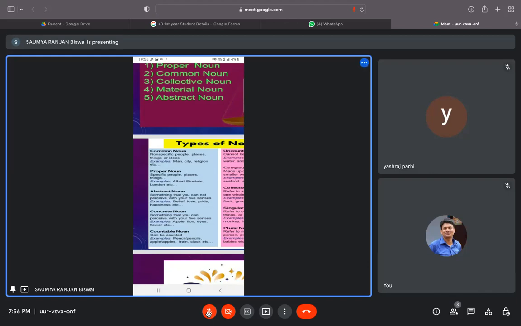It will name the people, or the things that are present in the environment. Suppose we can say the name of a person, like APJ Abdul Kalam. This is the name of a person, and if we want to say it as a common noun, we will say a boy or girl. So this is the proper noun. Examples you can see are Albert Einstein, London, etc.